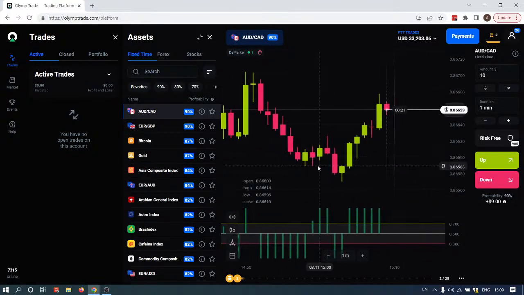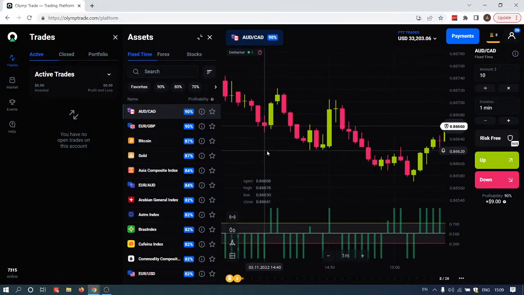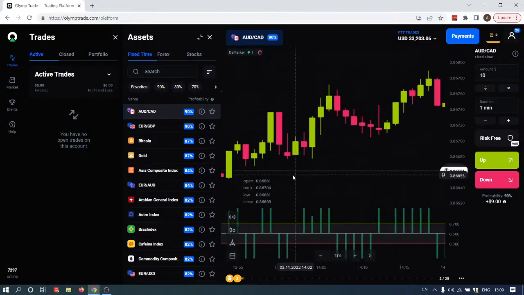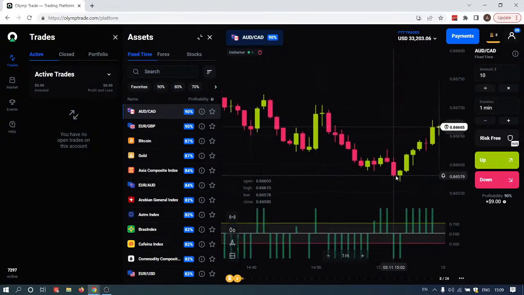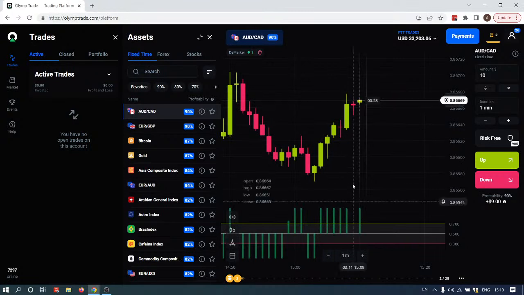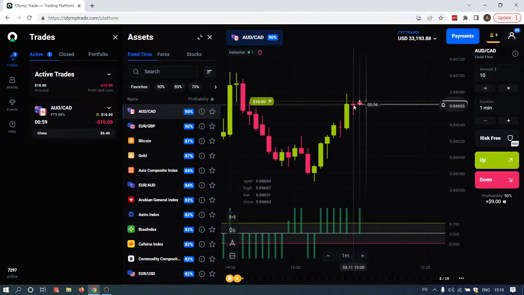So as you can see, almost everywhere we should have one dash per candlestick, but sometimes there are none, and in this case we just skip. Like here, there was nothing, so we skip, and I waited until the next one, and I opened a trade in the upwards direction.